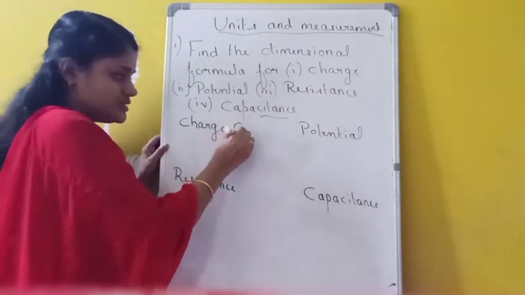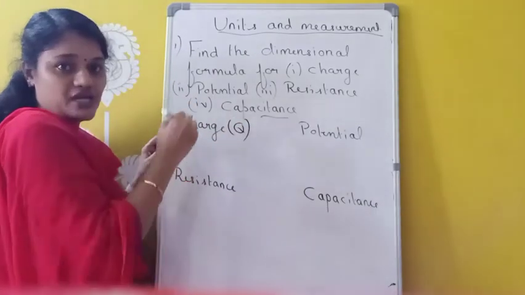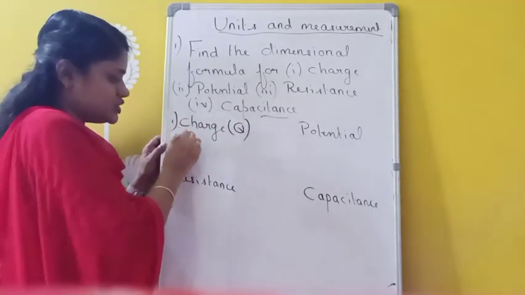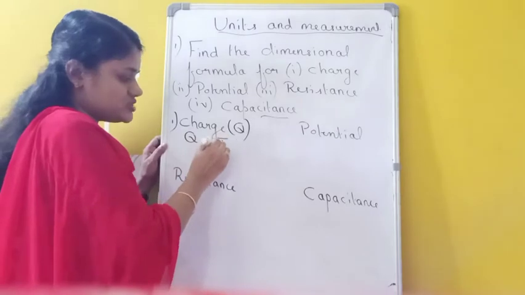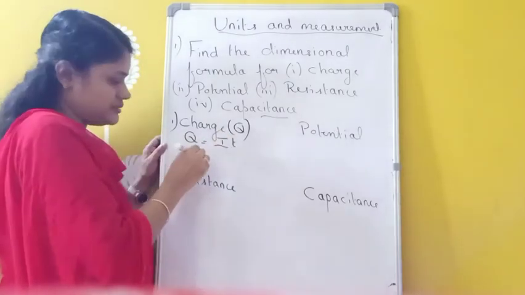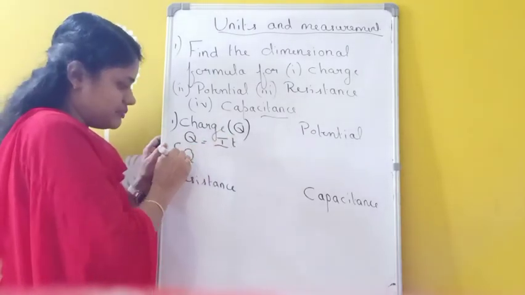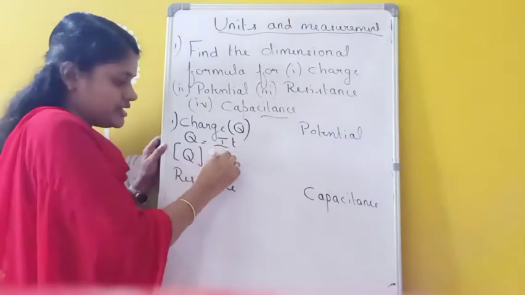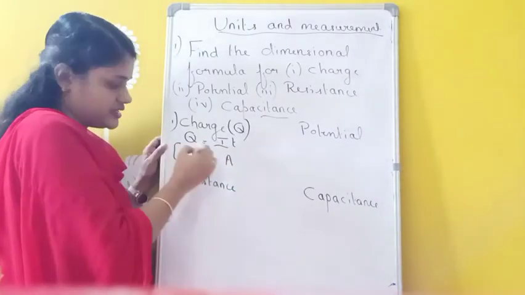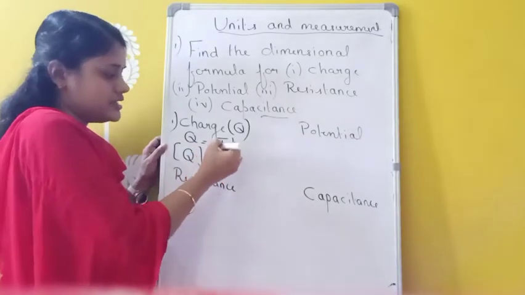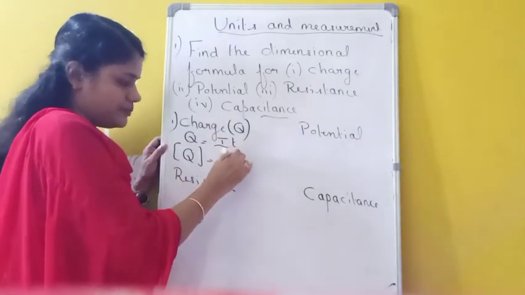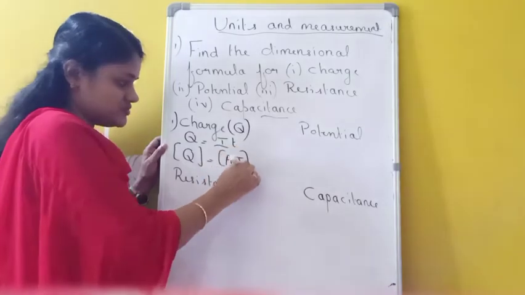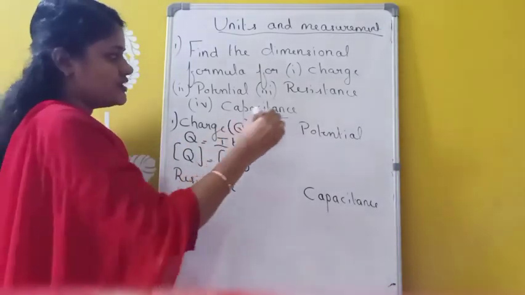So charge symbol is capital Q and we have the formula for charge. Q equals current into time. So current into time, that means dimension of charge can be written as, so what is the dimension of current? It is a fundamental quantity only, A into, A means ampere, it indicates ampere. Then what is the dimension of time? Capital T. So this is the dimension of which one? Charge.